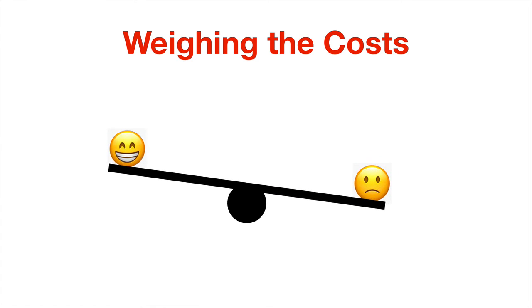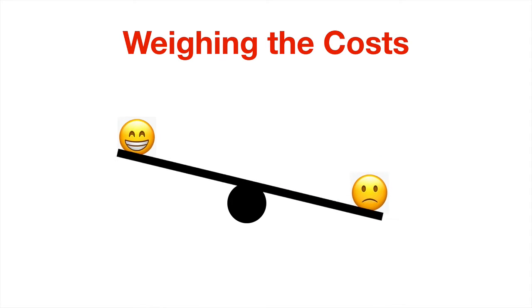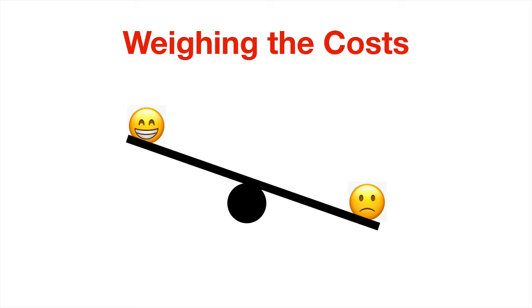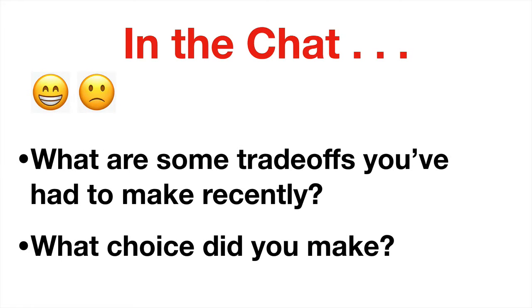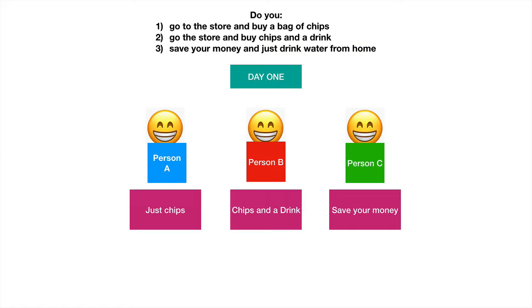Should we buy the thing? Should we not buy the thing? Should we hang out with our friends? Should we study for our tests? These are all things that we're trying to decide in real time. In the chat, what are some trade-offs that you've had to make recently? What choices have you had to make?